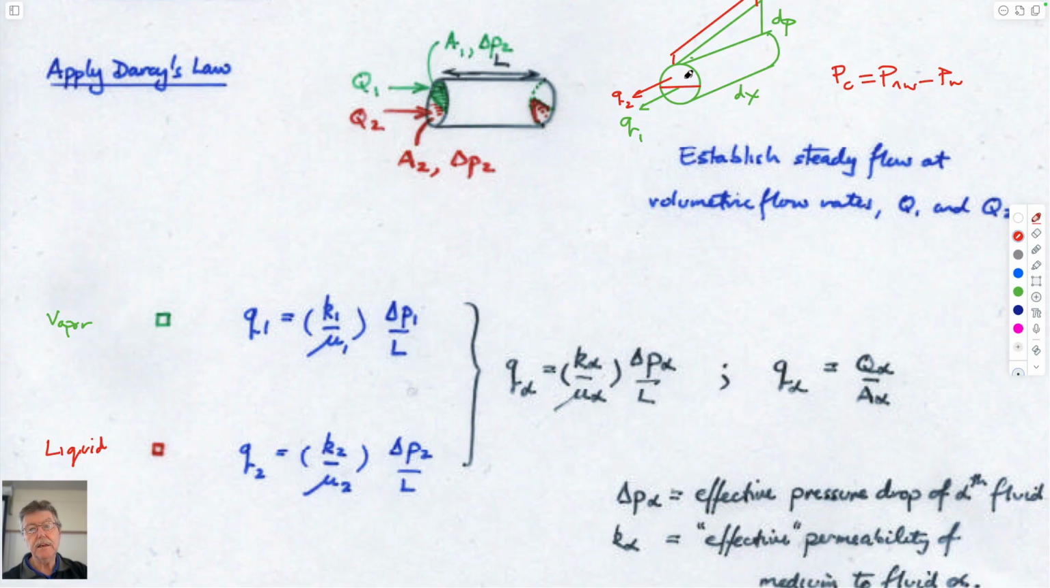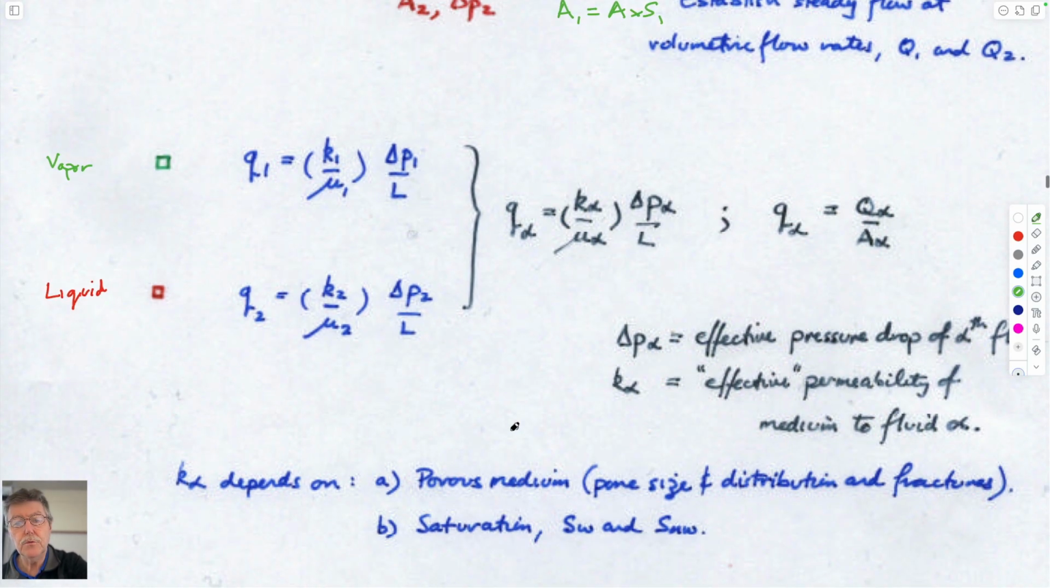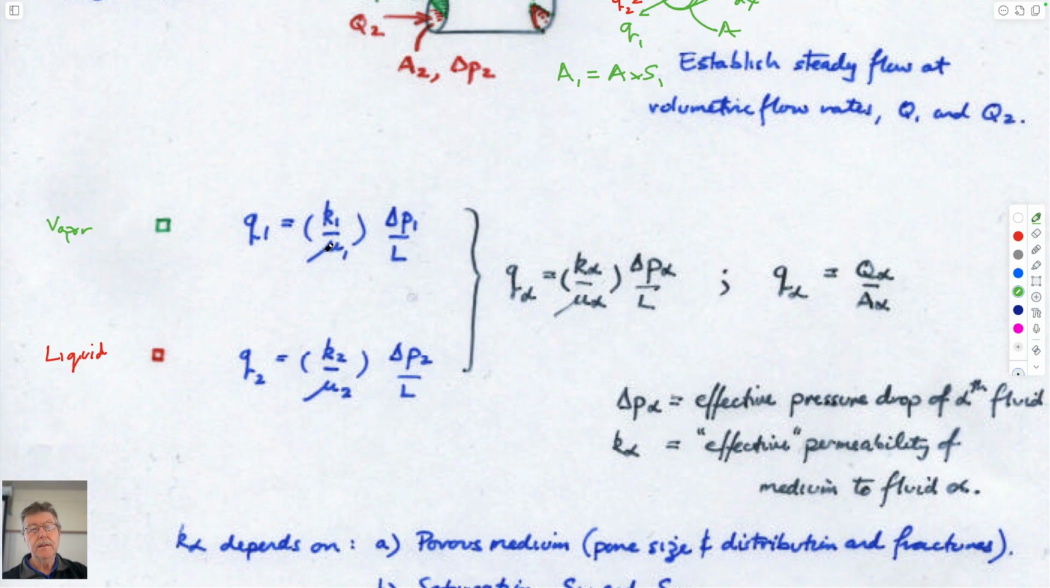And the point being is that if we know the saturation of each of these fluids, we would expect that the area of fluid 2 is equal to the total area multiplied by the saturation of fluid 2. And likewise, the area of fluid 1 is equal to the total area of the system multiplied by the saturation of fluid 1.